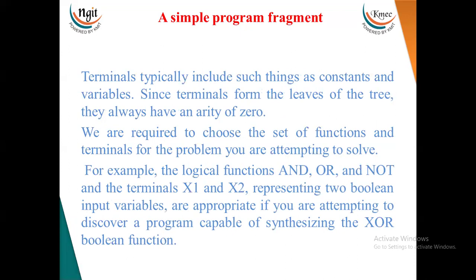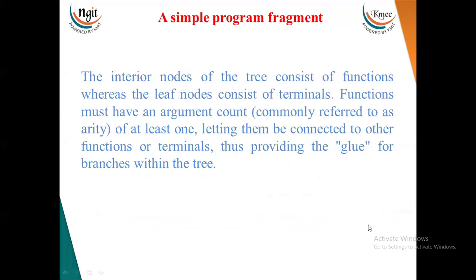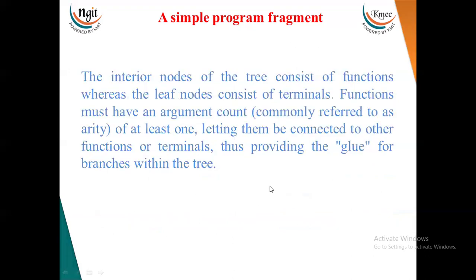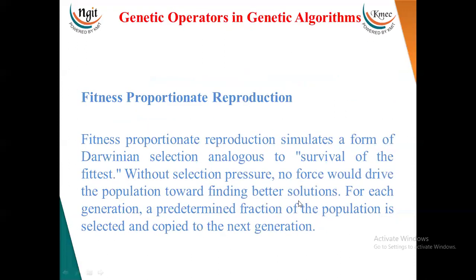And we are required to use a set of terminals and functions. For example, if we are using logical and, or, not, the terminals will be x1 and x2, two Boolean variables, and this particular function will be XOR. For example, in the tree, if I am using XOR, this will be your XOR, this will be the result, and you will have the variables over here. If I see if A less than B, I will write here the XOR operator and A XOR B. That is what I want to tell you here.